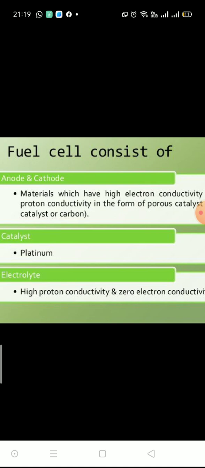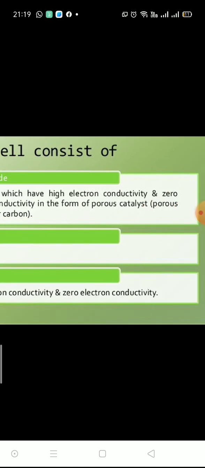Catalyst is platinum. Palladium can also be used here. Electrolyte should have high proton conductivity and zero electron conductivity.